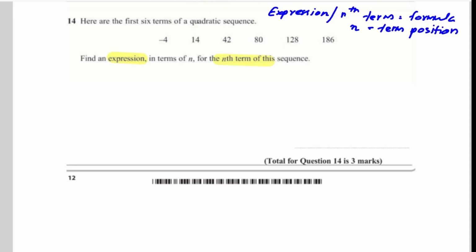The other thing is a. What is a? a equals the first term. d equals the common difference.